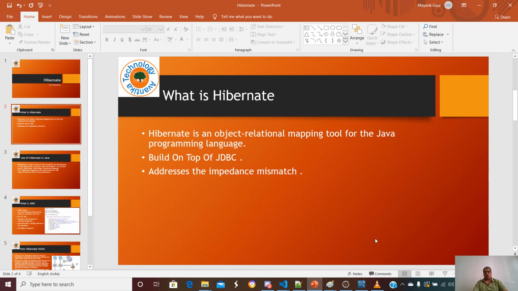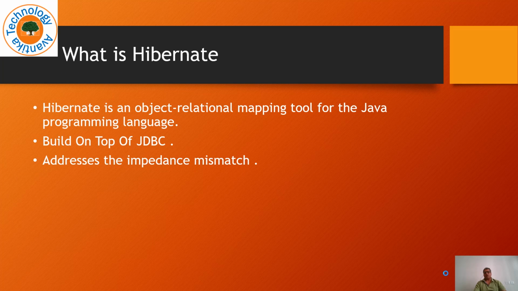Hibernate is an object relational mapping tool for the Java programming language. Basically, it is built on top of JDBC and addresses the impedance mismatch. In JDBC, we have repetitive calls to avoid, whereas with Hibernate it is better and more comfortable. So that's why this is also called a relational mapping tool.